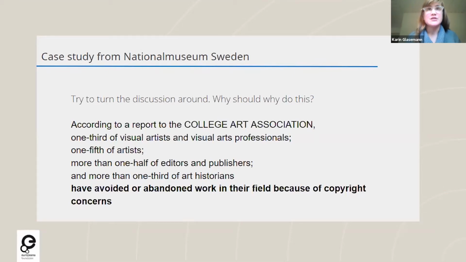So if we, as the National Museum of Sweden, have the state-funded mission to foster and to promote art history, then we will have to make sure that researchers get the images they need and that they can make use of the images however they see fit in order to carry out their research. Okay, so why should you do this? Next slide.